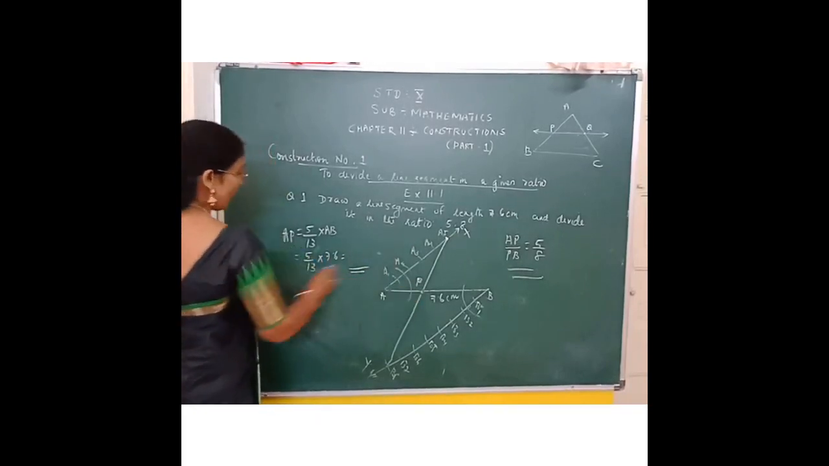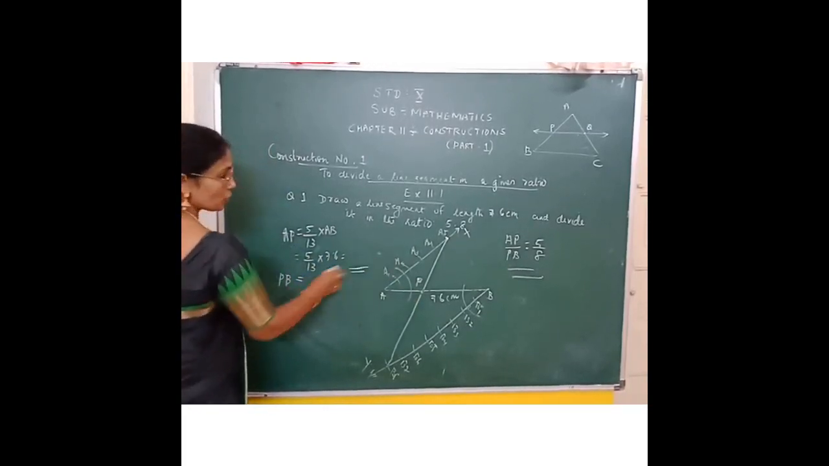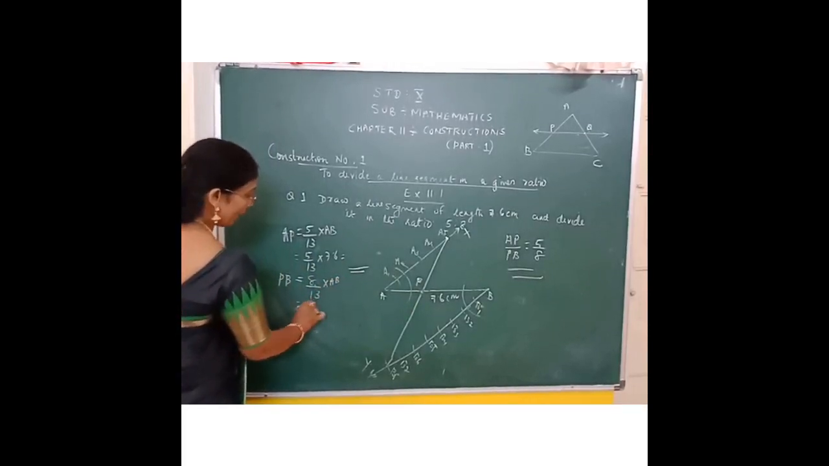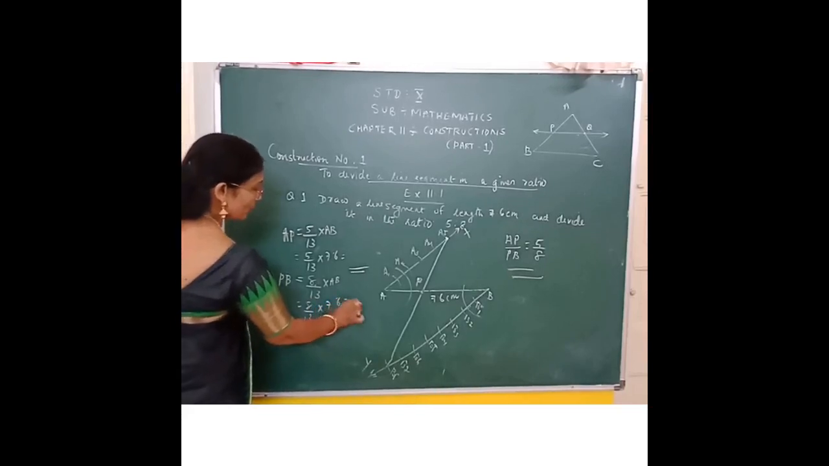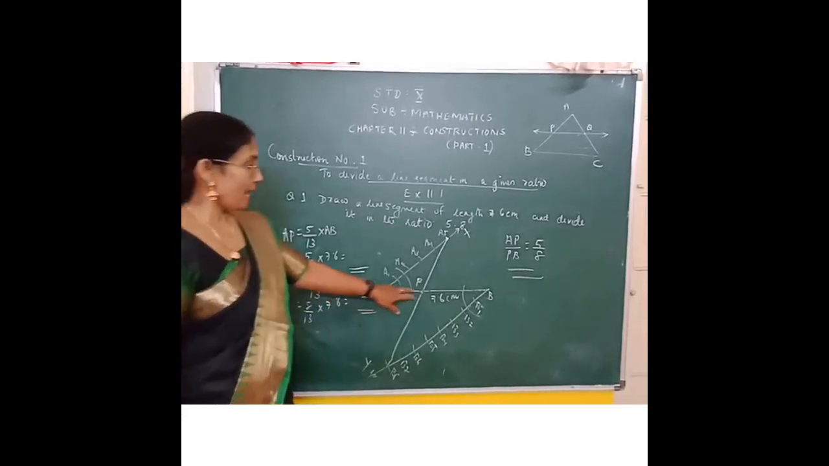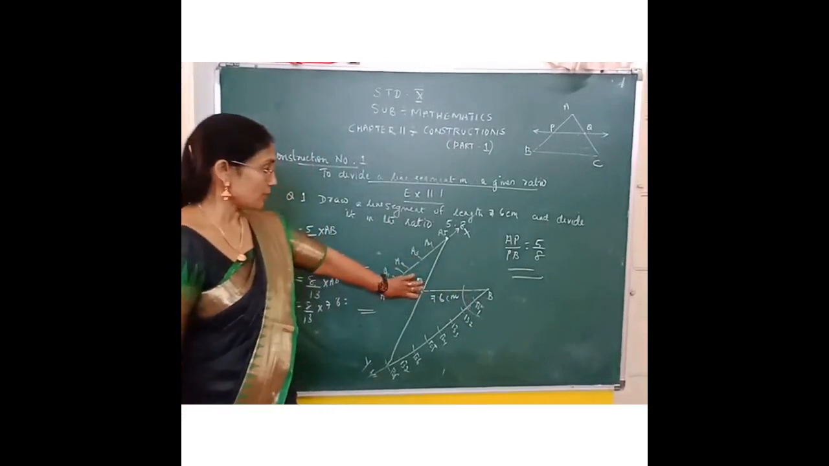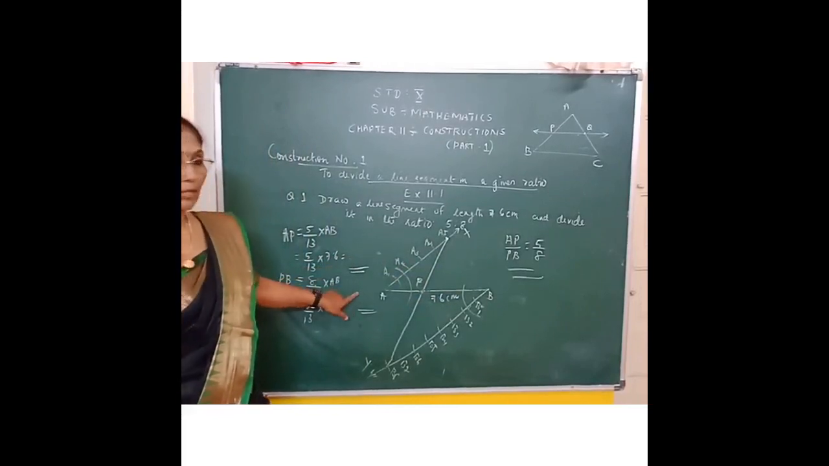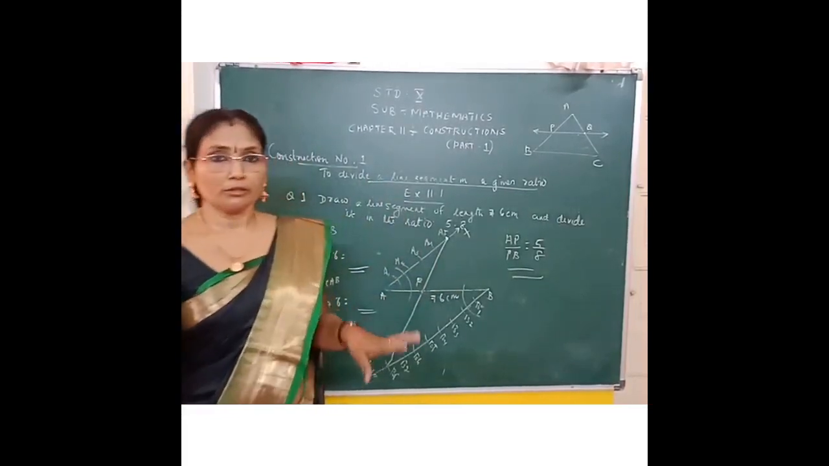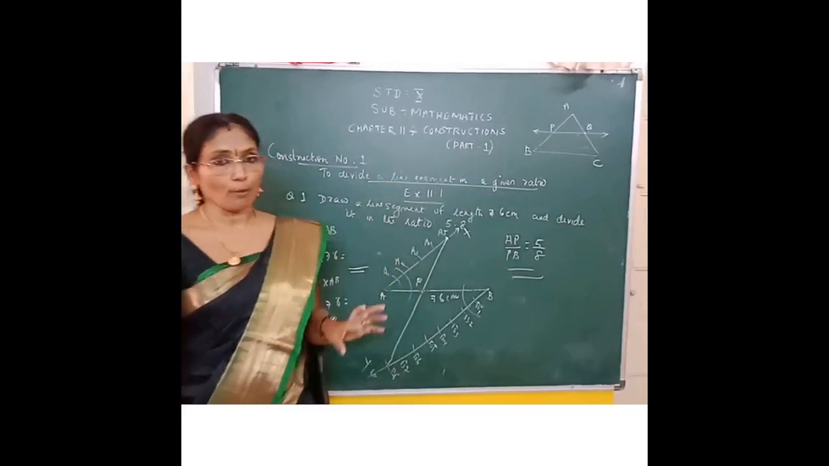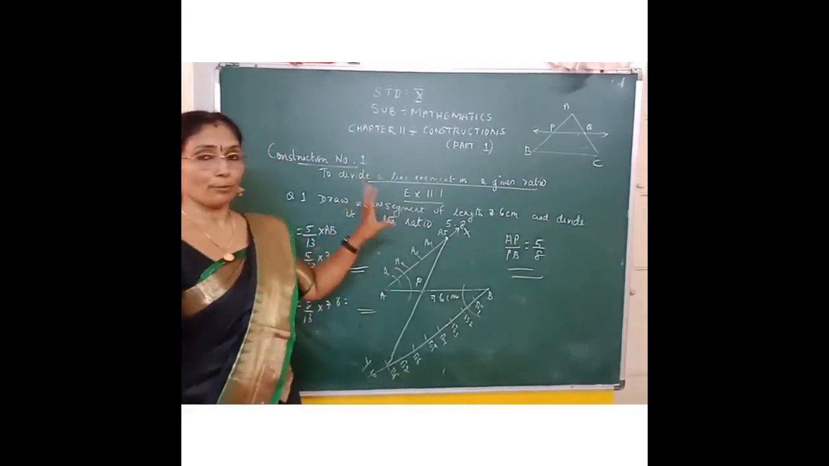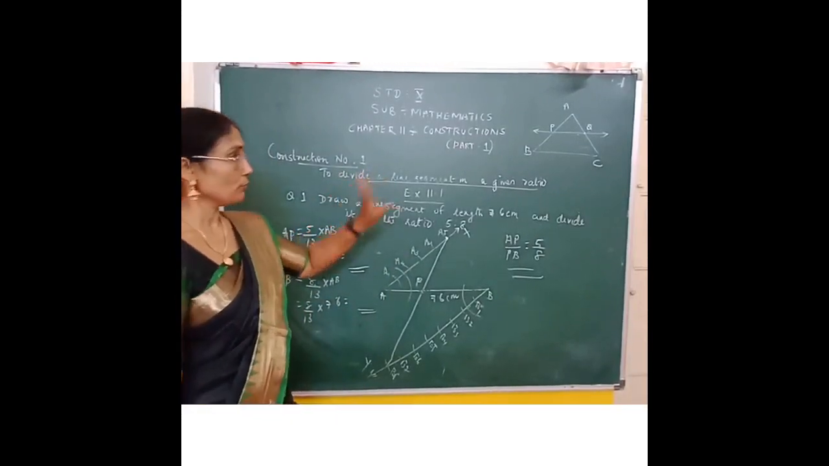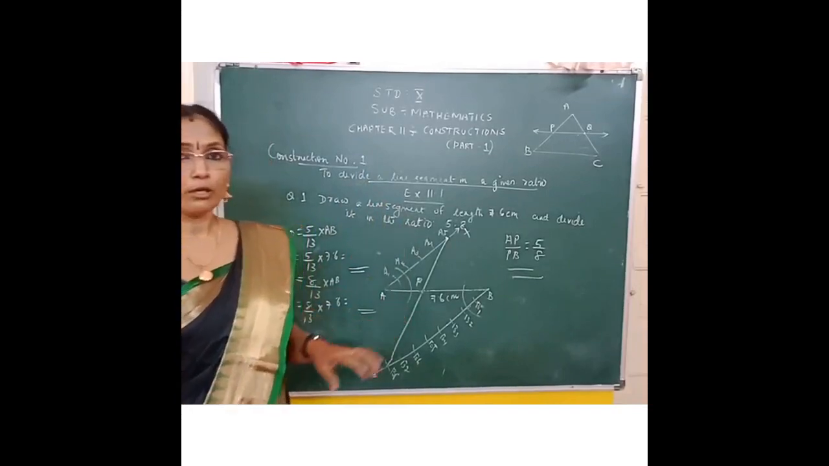That will be AP. And PB will be equal to 8/13 of AB, that means 8/13 into 7.6. So this answer and this answer should match. That means the answer you get for AP and PB is the same answer you will get here also. I have explained how to divide a line segment in a given ratio. It's a very important question, because in your exams it is going to be asked as a 4 marks question in Section D, where you have to do the construction properly in the notebook and complete it.